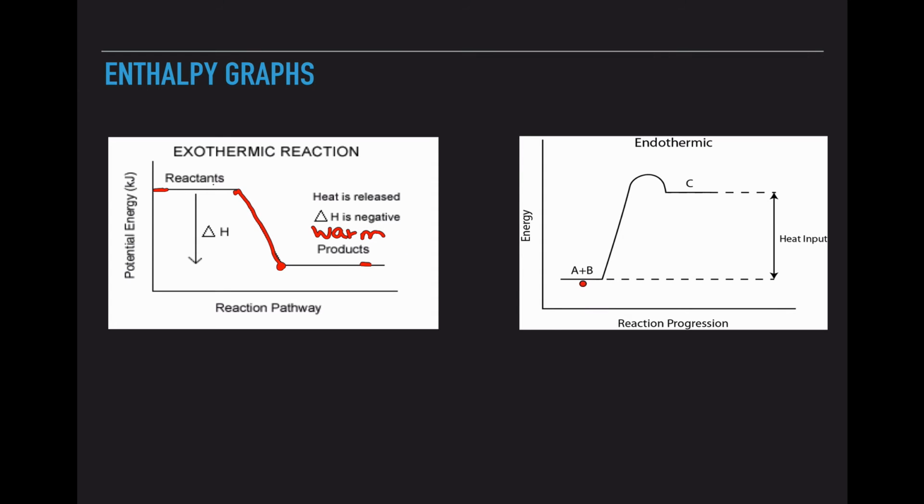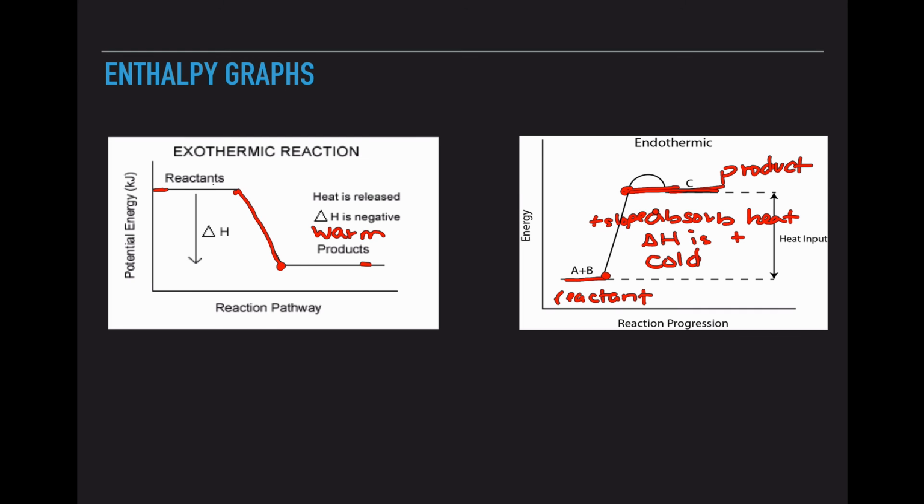This is the exact opposite for endothermic reactions. This is our reactant line. This is our product line. We absorb heat. Delta H is positive, and it feels cold. So when we go from here to here, let's pretend that little blip isn't there. This is a positive slope because our heat of that substance is actually increasing because it's taking it from everything around it.